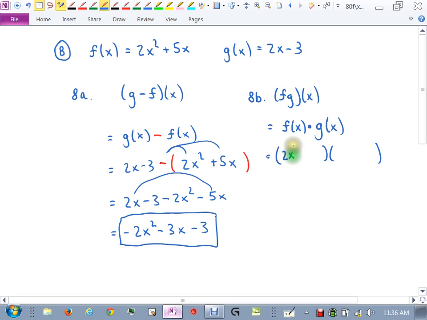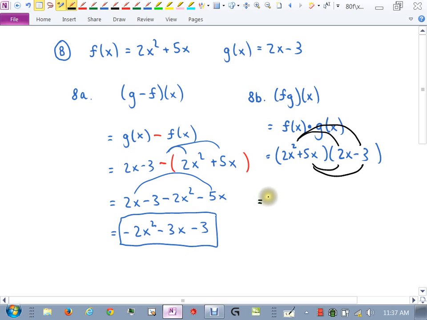So f is 2x squared plus 5x. g is 2x minus 3. And now I will expand this, or if you like, we call it FOIL. Here to here, here to here, and then here to here, here to here.